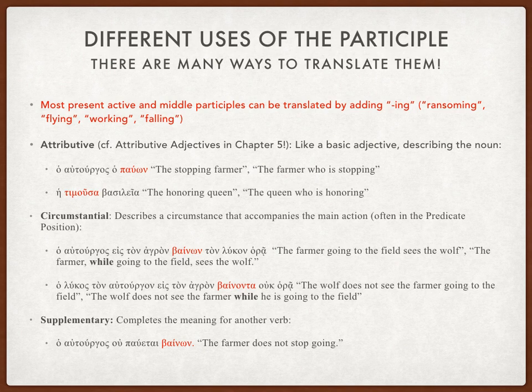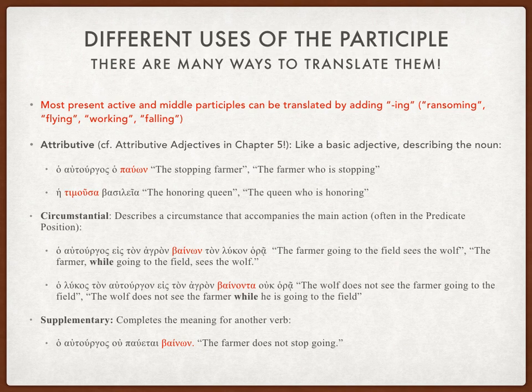Well, I can use the rest of the sentence to start figuring this out. The farmer is eis ton agron baínōn, going into the field, but I still need a main verb. The farmer has to do something in a third-person singular way, and that's when I get horā at the end of the sentence. The farmer going into the field sees the wolf. That's a perfectly easy way to translate this sentence, and that will get you full credit on any quiz if you can just handle it that way.